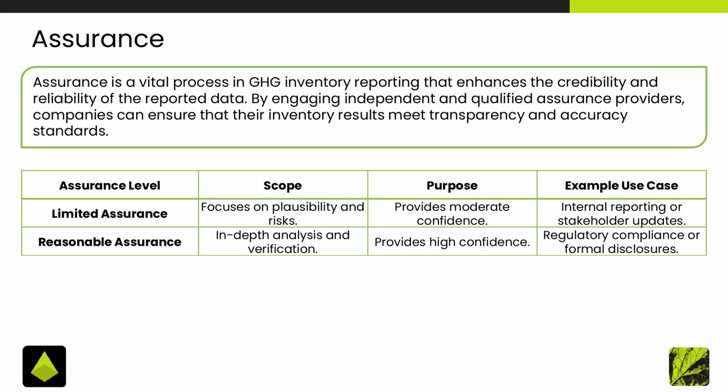Let's discuss assurance in greenhouse gas inventory reporting. Assurance is crucial for enhancing the credibility and reliability of reported data by engaging independent qualified providers. Two levels of assurance exist. Limited assurance focuses on plausibility and risks, offering moderate confidence. It's ideal for internal reporting or stakeholder updates. Reasonable assurance involves in-depth analysis and verification, providing high confidence, suitable for regulatory compliance or formal disclosures. Choosing the right assurance level ensures your inventory meets transparency and accuracy standards, boosting stakeholder trust and supporting informed decision-making.